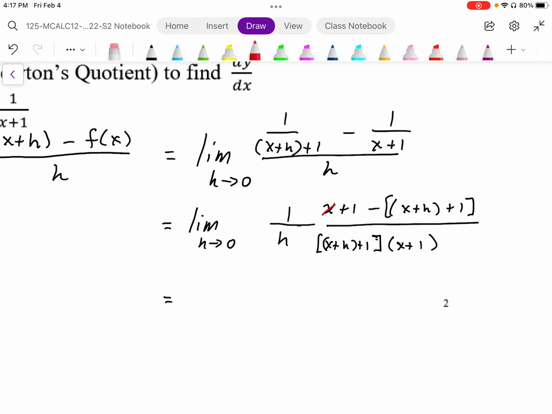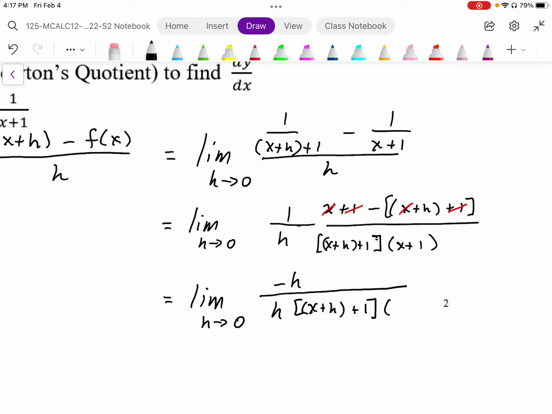But as I look at this, lots of things are going to cancel out in the numerator. So if you notice, I have an x minus x, I have a plus 1 minus a plus 1, and really what's left over in the numerator is just an h. And I end up generating a factor of h in the numerator. In fact, it's negative h. And that negative h will cancel with that h that I had in the denominator. And then I just have x plus h plus 1 times x plus 1 left. Okay, just going to straighten this out a little bit. And so it looks like that.